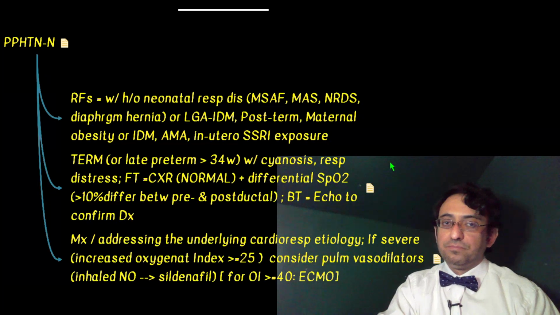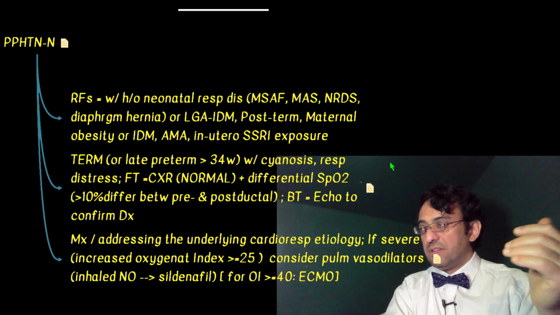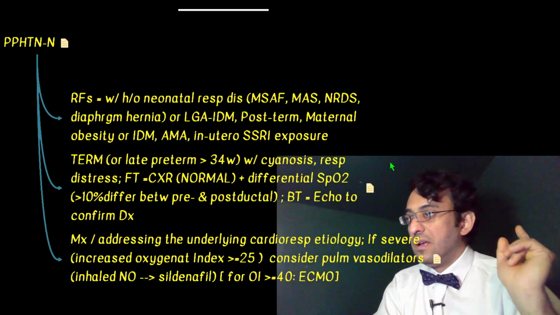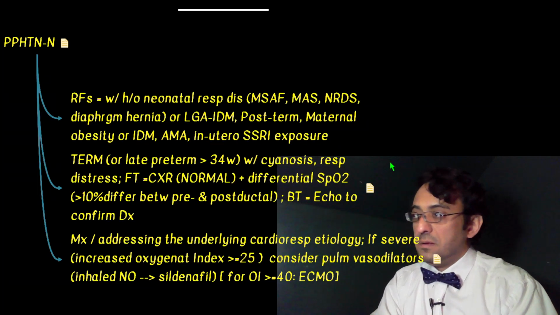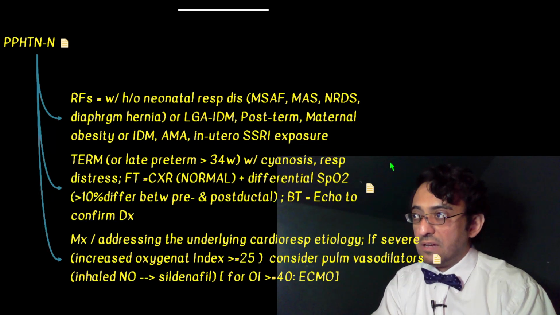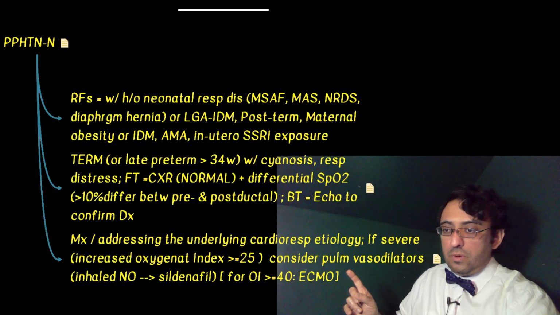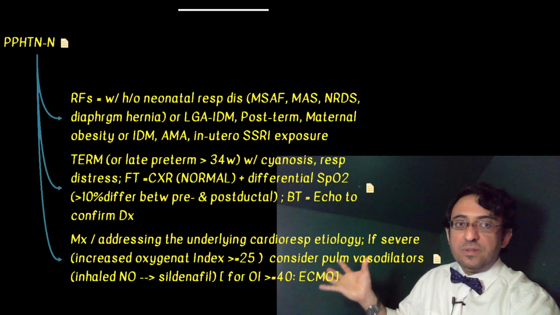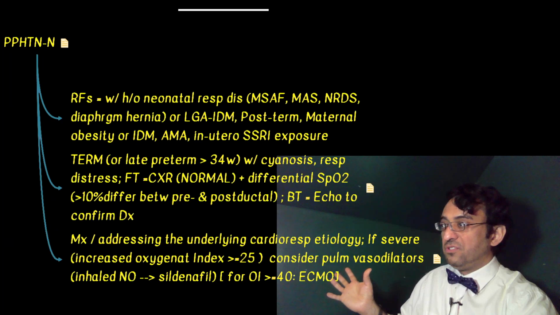Okay. Once more, the first test, as always in the case of neonatal respiratory distress, is chest x-ray. The confirmatory test is the pre- and post-ductal SpO2 saturation difference plus echo. We need to rule out cyanotic congenital heart diseases. Now, I would like to draw your attention to this statement here about the severity-based management of the neonates with persistent pulmonary hypertension.